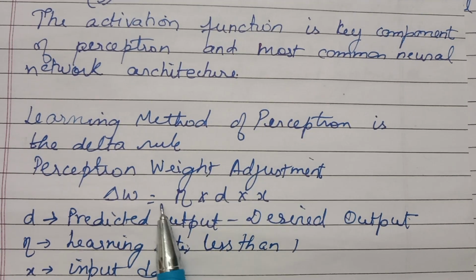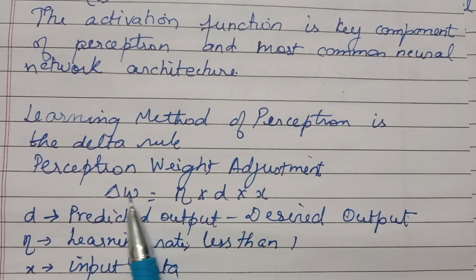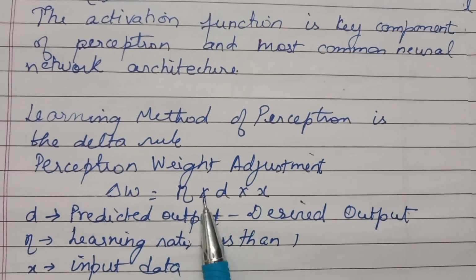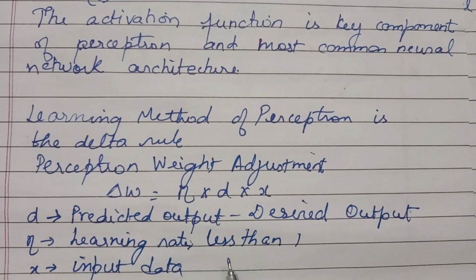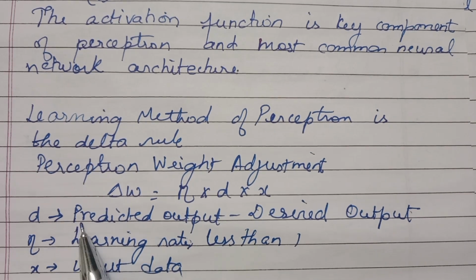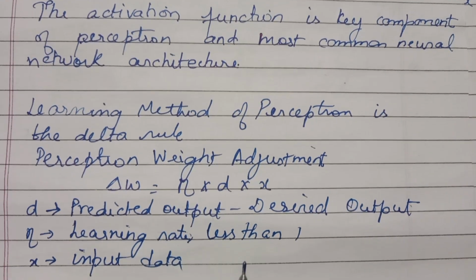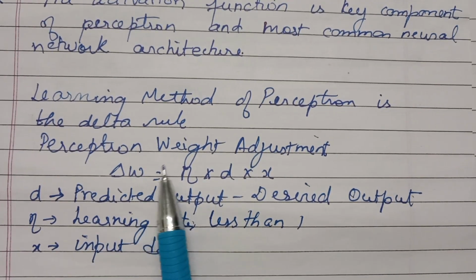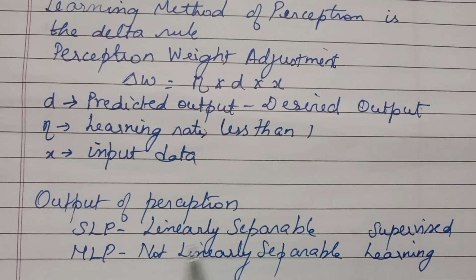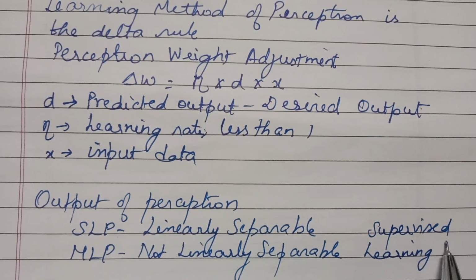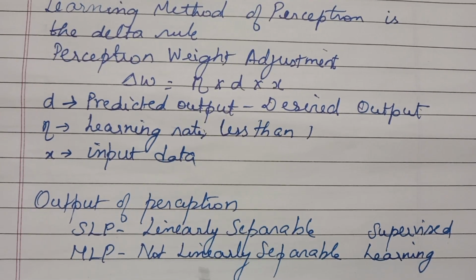It is called the delta rule. See here, delta weight equals n into d into x, where n is the learning rate, which should be less than 1, d is the predicted output minus desired output, and x is the input data. So this is the formula for delta weight, that is the weight adjustment. Here we have the output of the perceptron. SLP is linearly separable, and it is supervised learning. MLP is not linearly separable, and it is also a supervised form of learning.